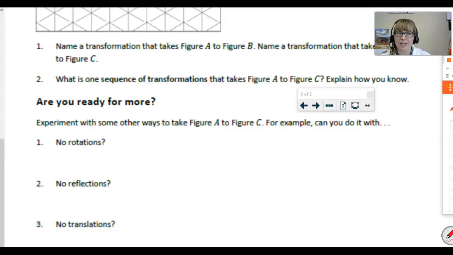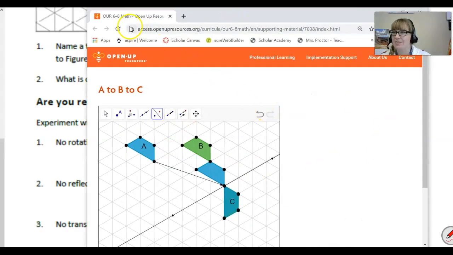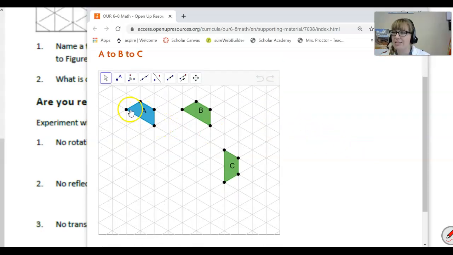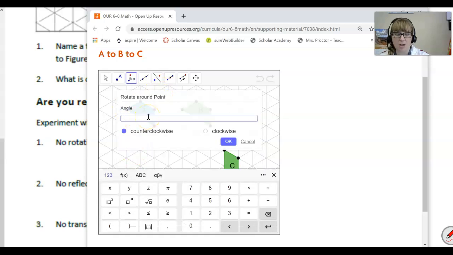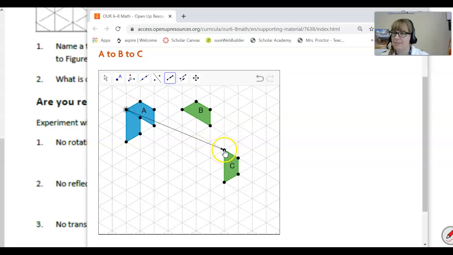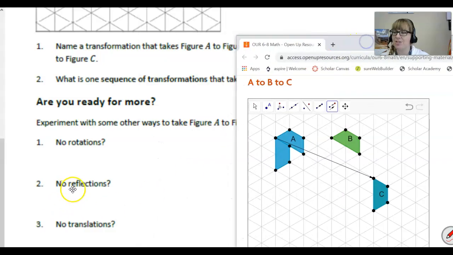Can you do it with no reflections? And the answer is yes. We can also do it with no reflections because all I would have to do is take this image, rotate it 60 degrees clockwise, and now I can simply translate it so that it lands perfectly on C. So can we do it without any reflections? Yep, we can. We would just need to use rotations.